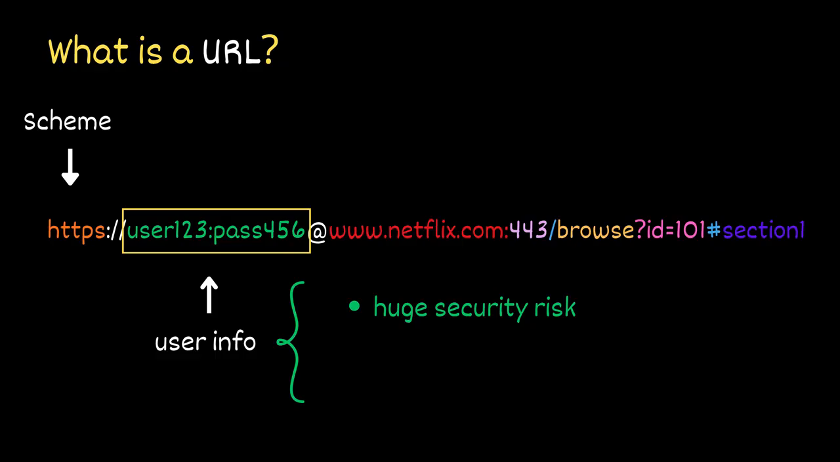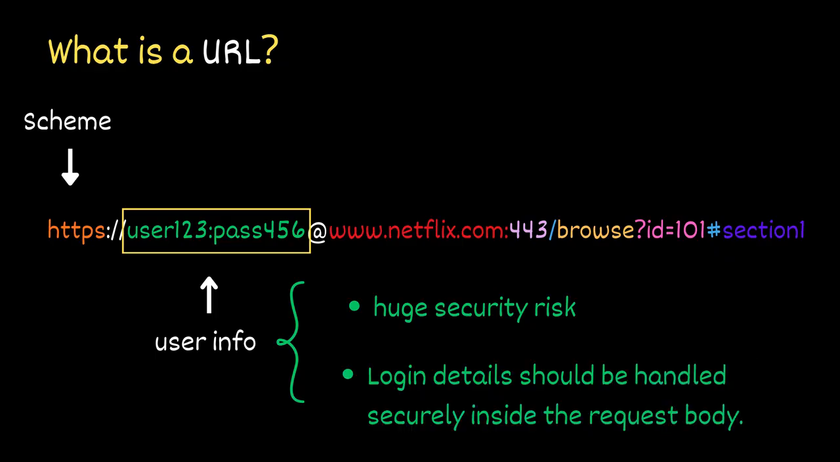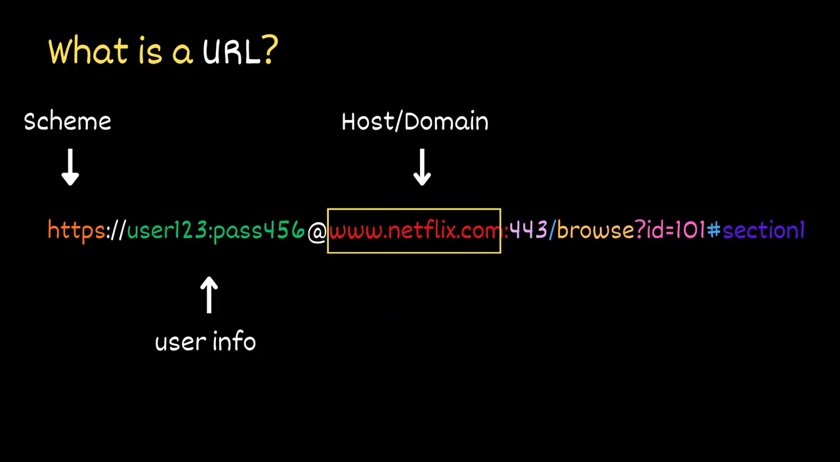Sensitive information like usernames and passwords should never appear in the URL. Why? Well, because URLs can get saved in your browser history, be logged on web servers, or even be shared accidentally. That's why websites today handle login details securely inside something called the request body instead. More on that later. Next comes the host.